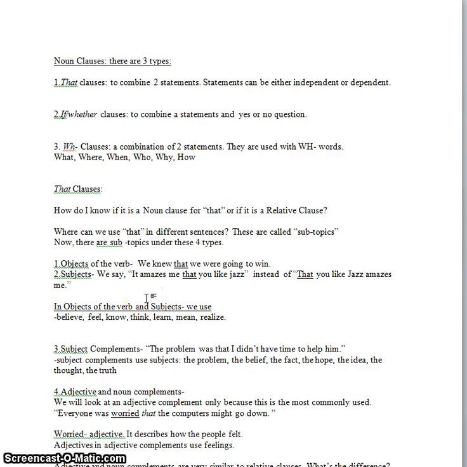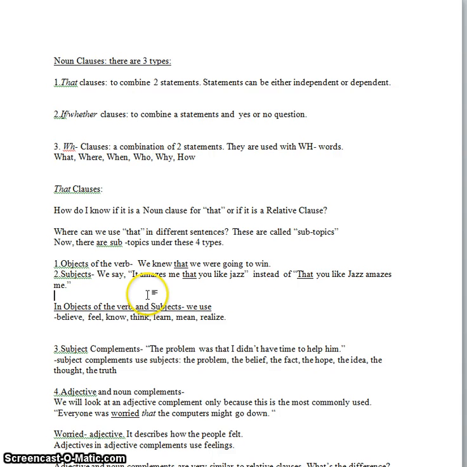Now, sometimes that is going to be the subject. In English, I could start a sentence with that, but most of the time you're not going to see this sentence: That you like jazz amazes me. We're not going to use this. You're going to see this instead: It amazes me that you like jazz music.